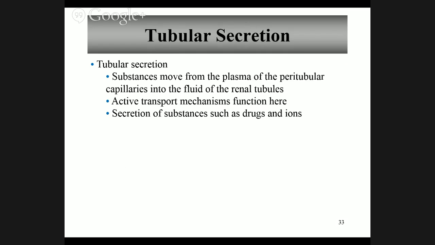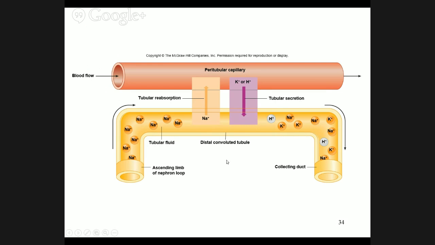Tubular secretion. That's when substances move from the plasma of the peritubular capillaries into the fluid of the renal tubules. Active transport mechanisms function here. This will be secretions of substances such as drugs and ions. And here's a good picture of that. You have tubular reabsorption of sodium into the peritubular capillary. You have tubular secretion of potassium and hydrogen into the tubule.